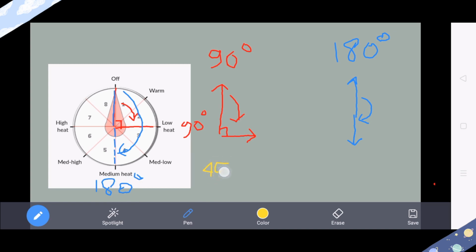And the last angle that we use is 45 degrees, or the acute angle. It is the same as dividing the right angle into two. If we see the temperature setting and turn the stove dial 45 degrees to the right, it will be on the warm temperature.